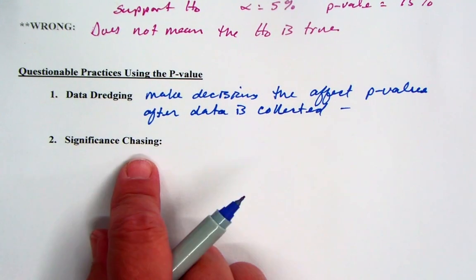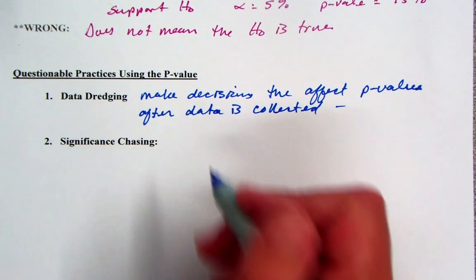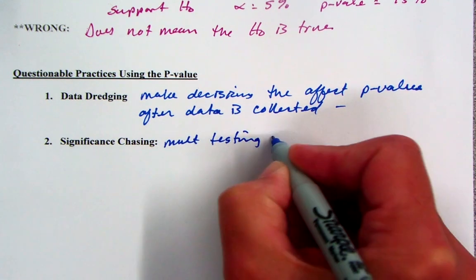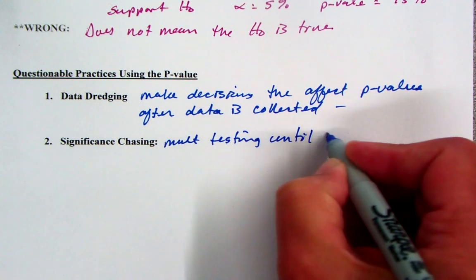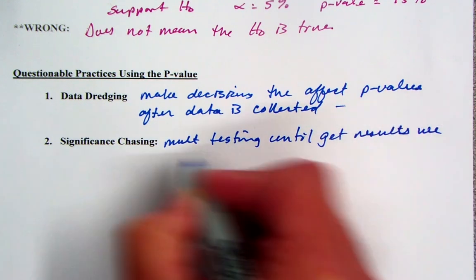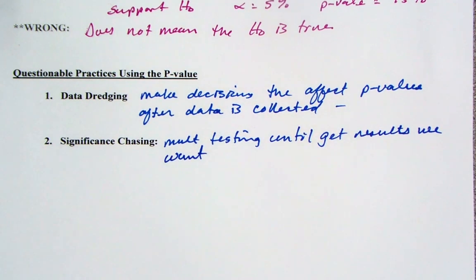And the other thing is significance chasing. What we do here is we do multiple testing until we get the results that we want. Basically we just need to run one test. We need to have everything set up, and what we get is what we get. We can't just go and modify things to make it appear what we want to have happen.